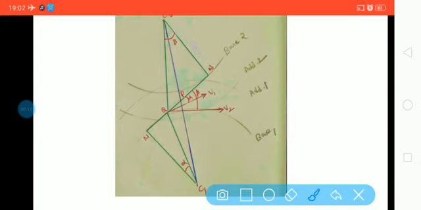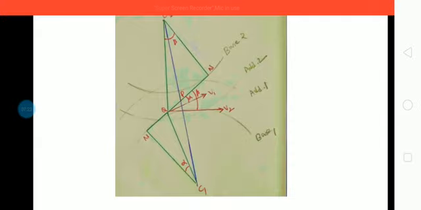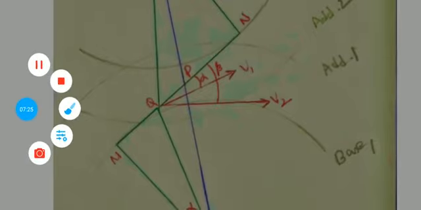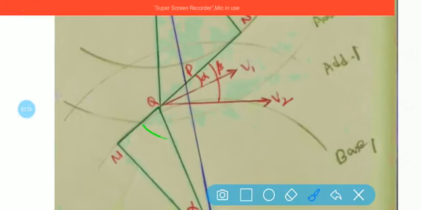If that angle is alpha, then what about this angle? That angle will be 90 minus alpha. Okay. This will be 90 minus alpha.